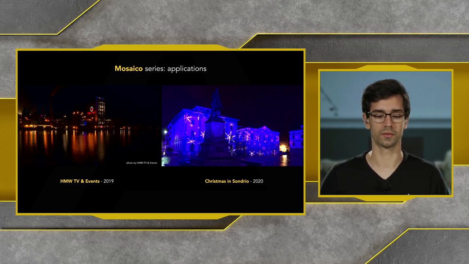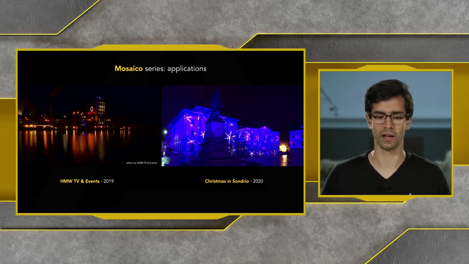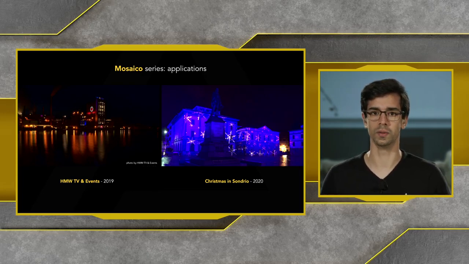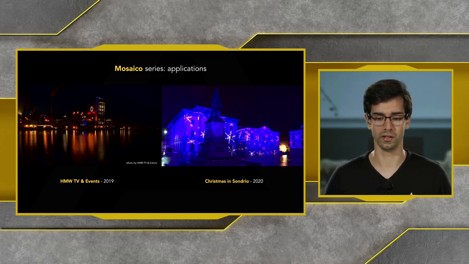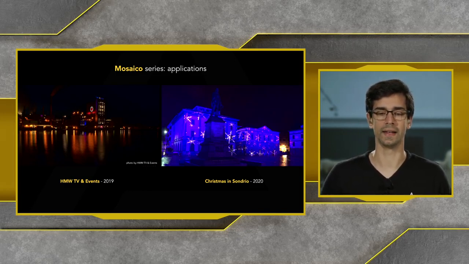As you can see on the left, we've got the HMW TV and events that we did in 2019. That's a very large distance between the Mosaico and the building, and it still achieves a very high output when projecting onto the building. On the right-hand side, we can see a Christmas display also using the Mosaico features. Using the gobos, we can achieve those snowflake shapes and really customize the building, wrapping it up with color and some life during the holiday periods as well.